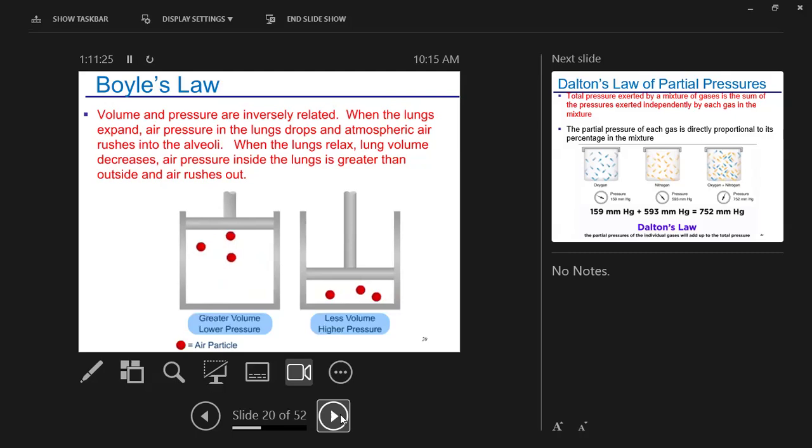If you inflate a balloon and start squeezing that balloon, raising the pressure in the balloon, the size of the balloon is going to shrink. The pressure is going to get greater on the inside. So volume and pressure are inversely related, meaning that less volume, higher pressure. Greater volume, lower pressure.